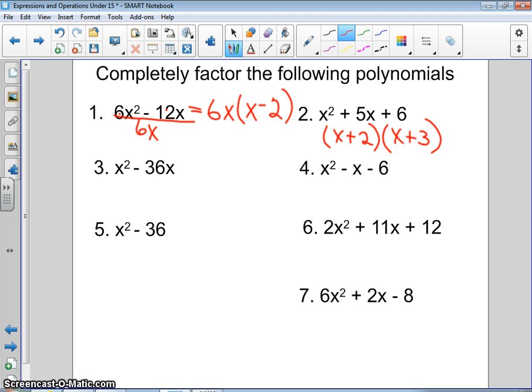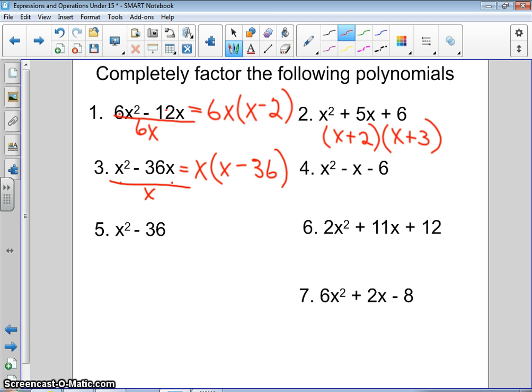I know that this is a GCF problem because x's are staring at me in both terms, so I know at the very least I can take an x out of each term. So I'm going to say equals x. I'm going to open my parentheses and I'm going to divide through by x. X squared divided by x is x. I got a minus in between. 36x divided by x is 36. So there's your answer to that one.